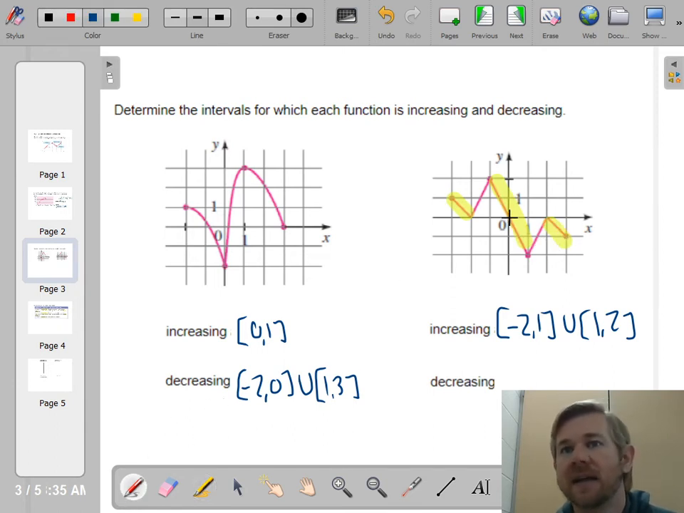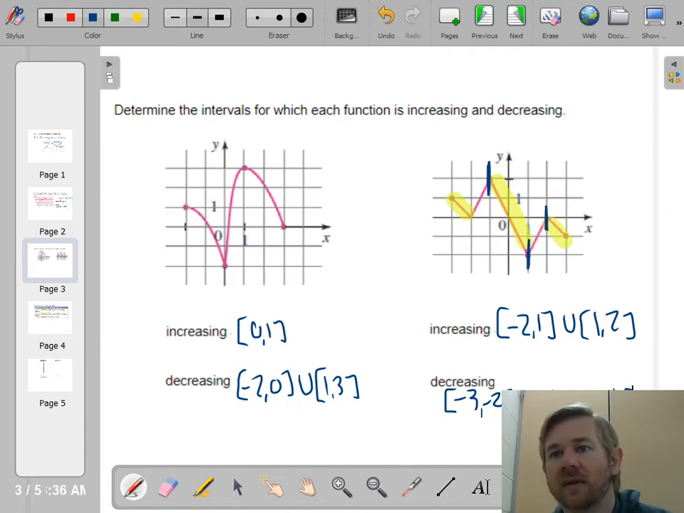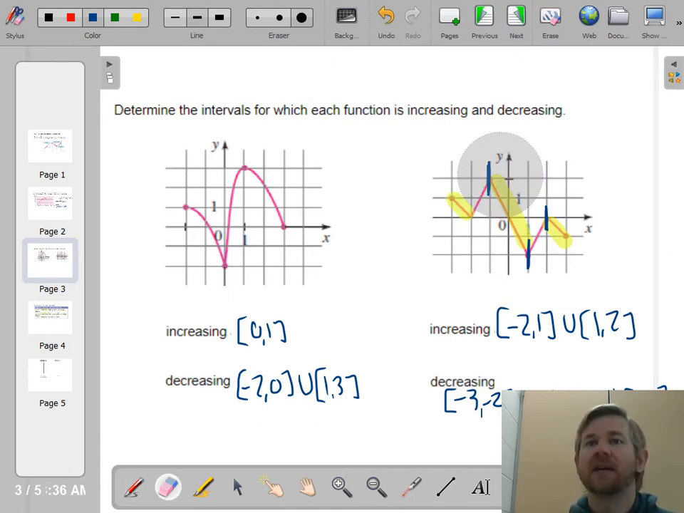So how do we say that? This is negative 3 to negative 2, union, negative 1 to positive 1, union, and then that's 2 to 3. Okay, so there's 1, 2, 3, 4, 5 intervals. We counted 5 in the beginning. We've got them all accounted for.